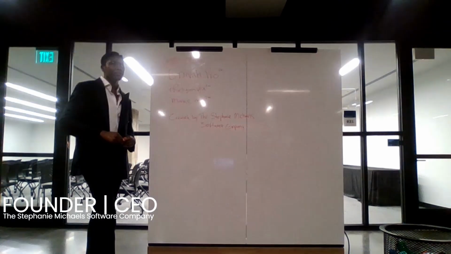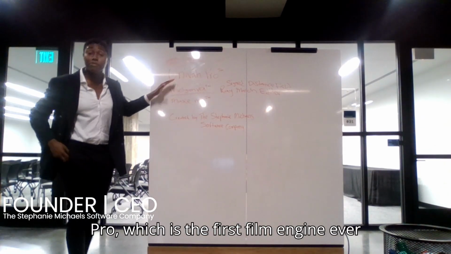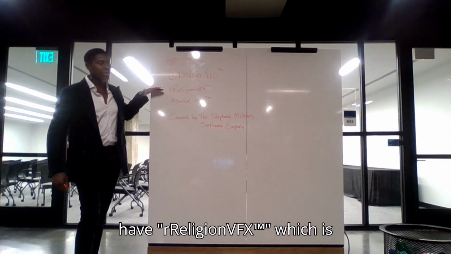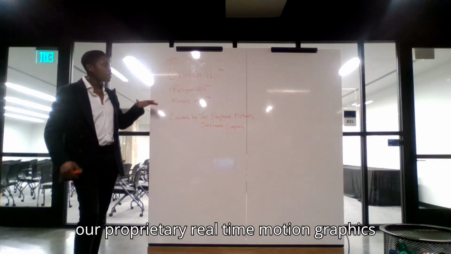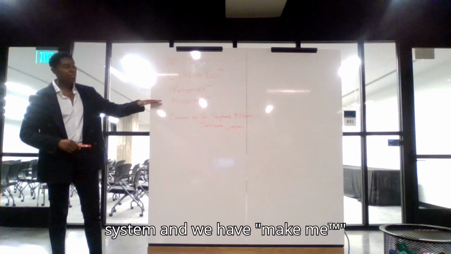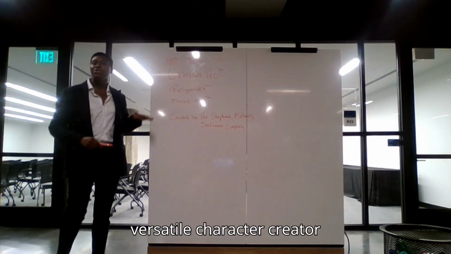We have Univah Pro, which is the first film engine ever made. And we have rReligionVFX, which is our proprietary real-time motion graphic system. And we have MakeMe, which is our custom-made, most versatile character creator.